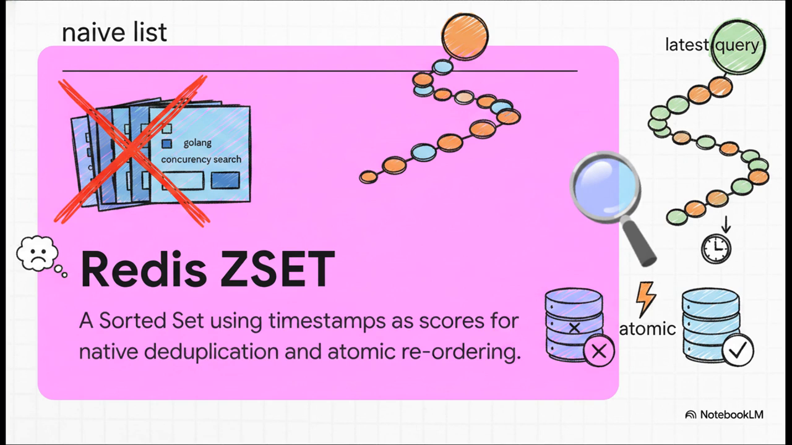Terrible UX. Instead, we use a Redis Z-set, or a sorted set, using the Unix timestamp as the score. The algorithm natively deduplicates and atomically bumps the latest query right to the top. This one data structure choice effectively turns 3 separate database calls into just one.